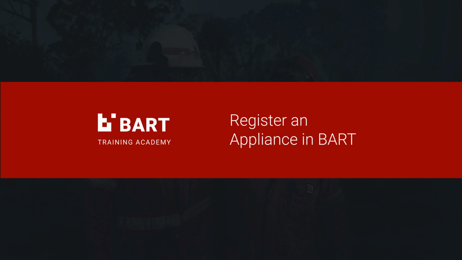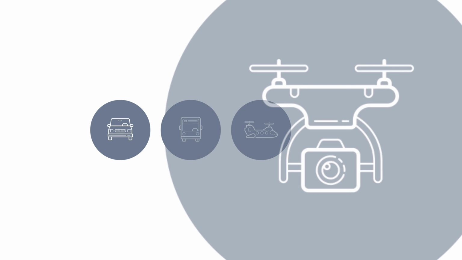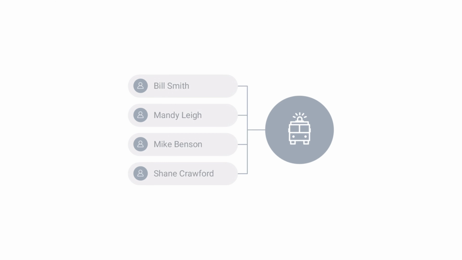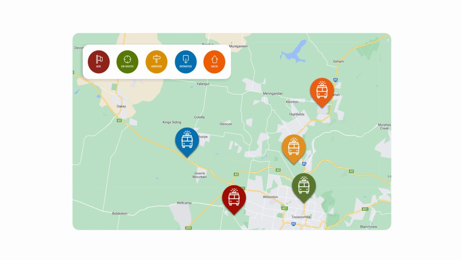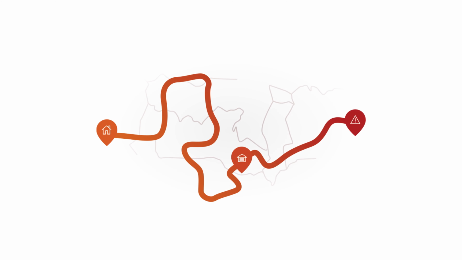Today I'm going to walk you through how to add appliances to your brigade, group or unit. Appliance accounts provide a way to record cars, trucks and even aircraft within the BART system. Members can be assigned to an appliance, which can assist with forming response teams. Appliance accounts also have their own set of status options and are automatically tracked, providing ongoing, real-time situation awareness.